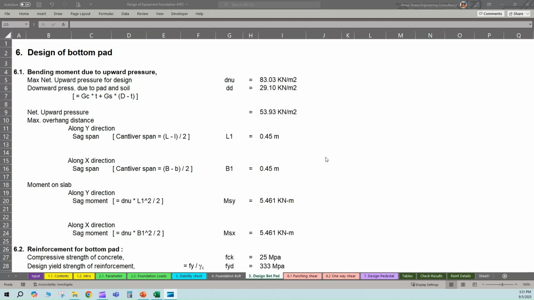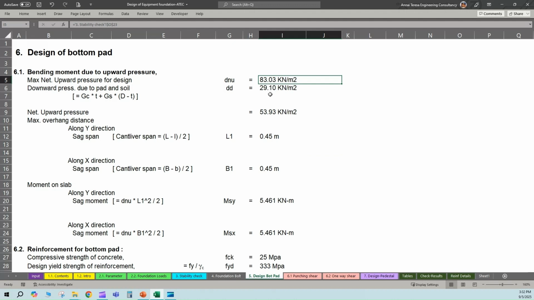You can see on the screen the Excel calculation which we are working on, the design of equipment foundations. So now this is a design of bottom slab. In this, first we need to find out the bending moment due to the upward pressure. For that, we need to consider the maximum net upward pressure for design.